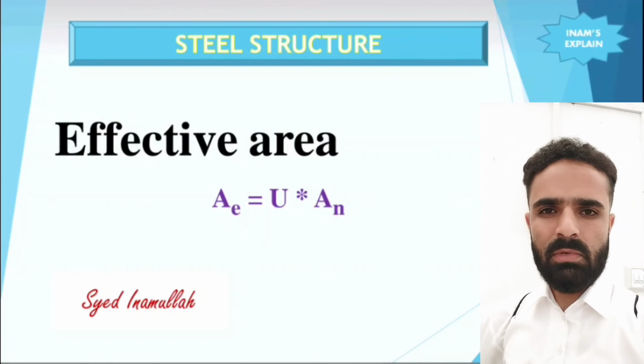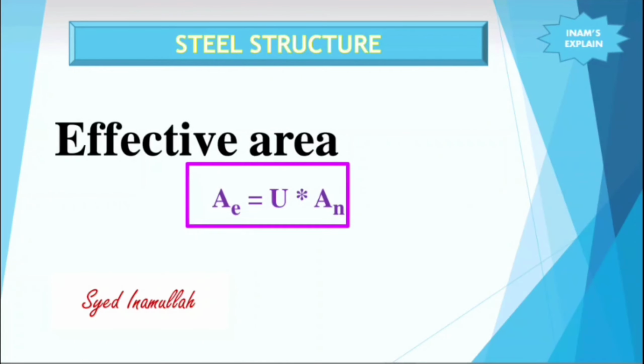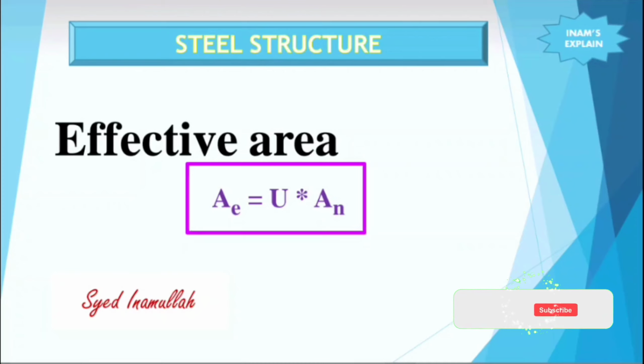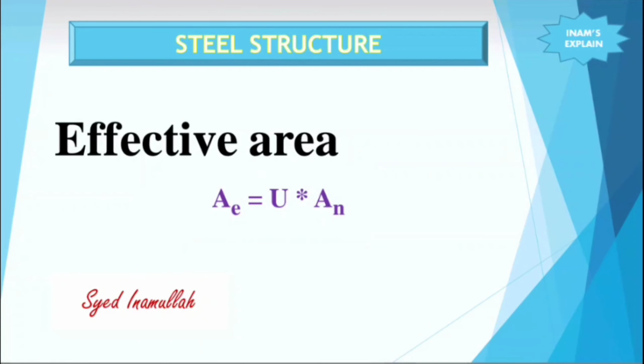Effective area is the product of the net area and the reduction factor. Net area is the gross area minus the area of holes. When we multiply the net area with a reduction factor, it will give the effective area. Effective area is used to counter shear lag.